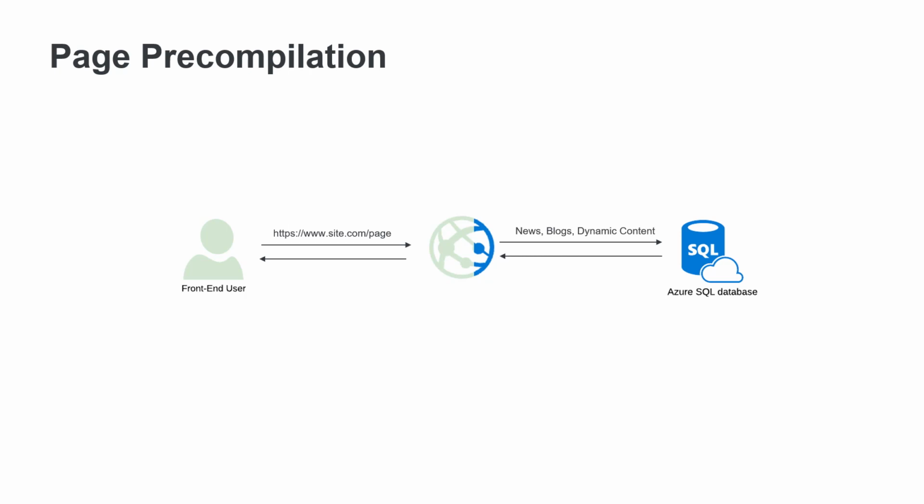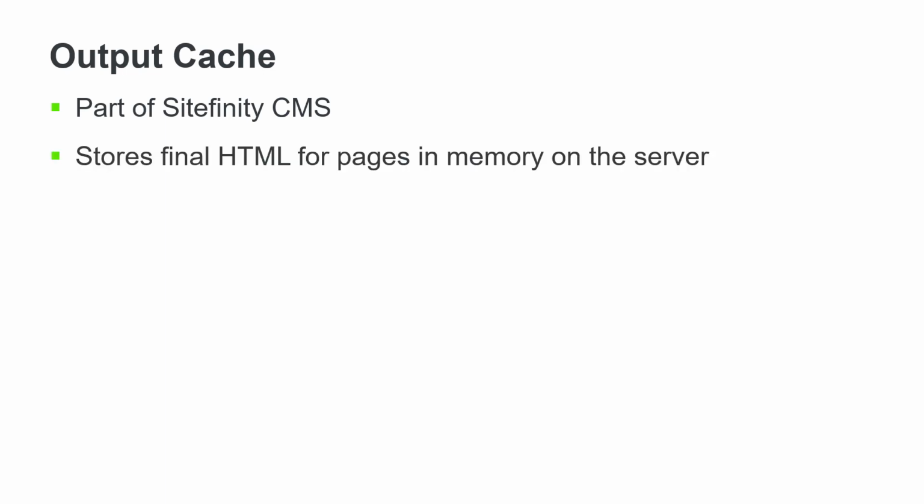A second performance optimization technique is the output cache. The output cache is a feature of the Sitefinity application itself. The output cache stores the final HTML needed to render a page in memory on the server. This reduces the number of calls that need to be made to the database.